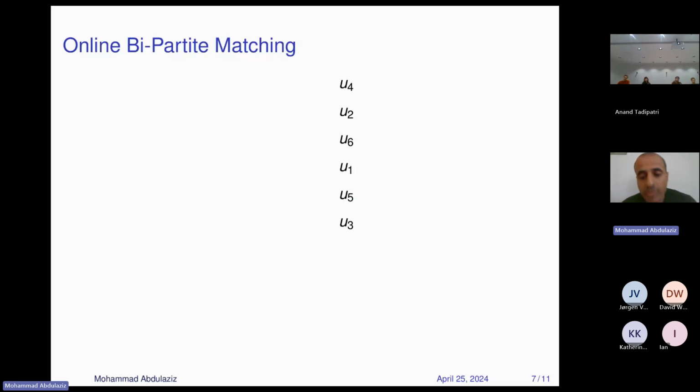That algorithm is a randomized algorithm. The first step of it is that it randomly permutes the offline side of the bipartite graph. So you have the original offline side like that. You randomly permute it, and here the random permutation goes from 1 to 6, for instance. And then again, the online vertices arrive, as I said, with their edges.